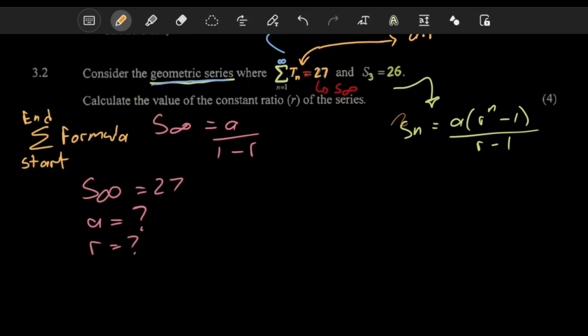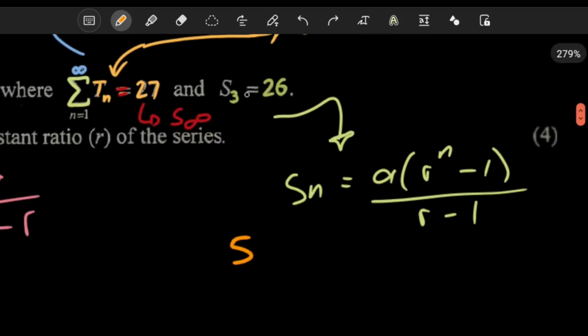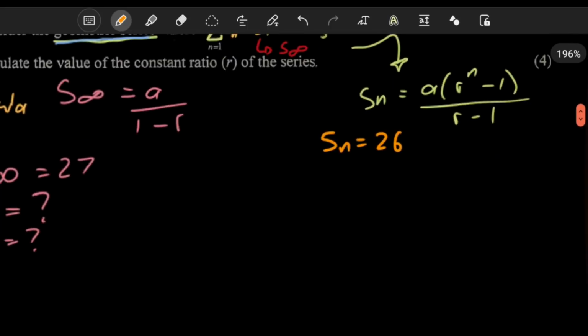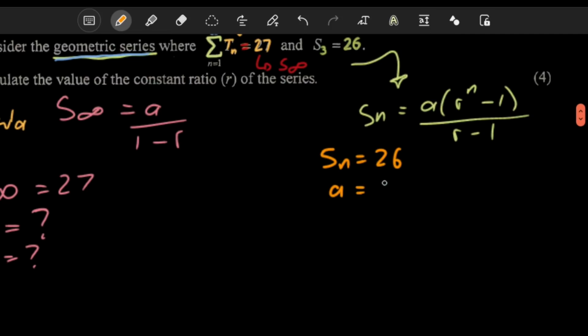Now, for our second set of information, just use that same analogy. Firstly, we know that we would use this formula. Sn, we have, because Sn is representing the 26 over there. The sum of the first three terms is 26. So where Sn is, you're going to drop a 26. Where A is, you don't have anything, so you leave it open. R, we also don't have anything. But N, we know it's a 3 because you're adding up 3 terms.